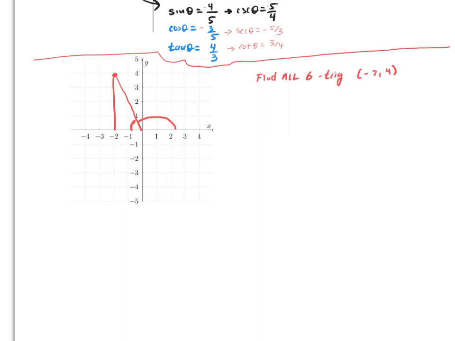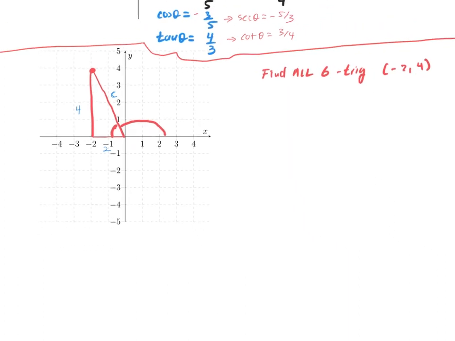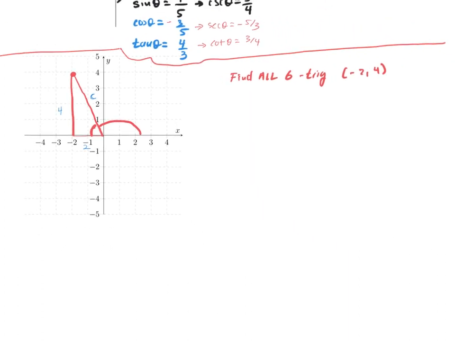Okay. So now notice here the distance for this triangle. This is clearly 2, and this is 4. So you don't know what this is, so you have to use the Pythagorean theorem for that. So here you have 2 squared plus 4 squared equals c squared. Then you have 4 plus 16 equals c squared, which implies 20 equals c squared.